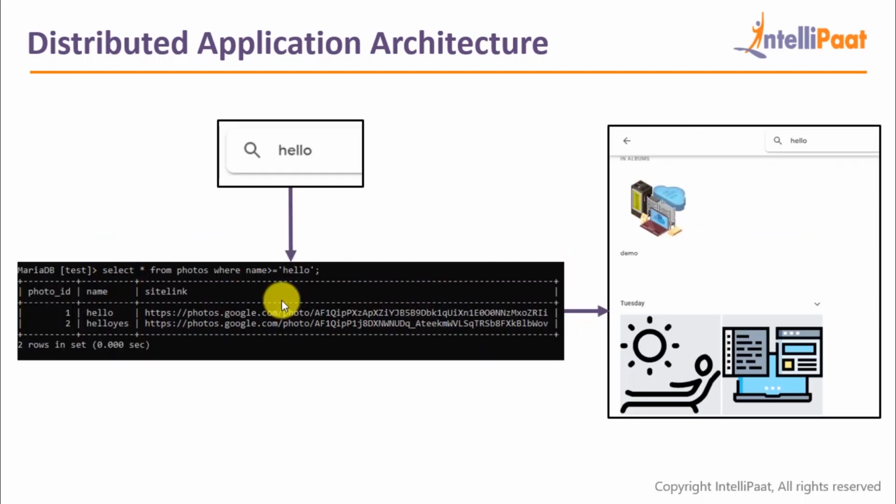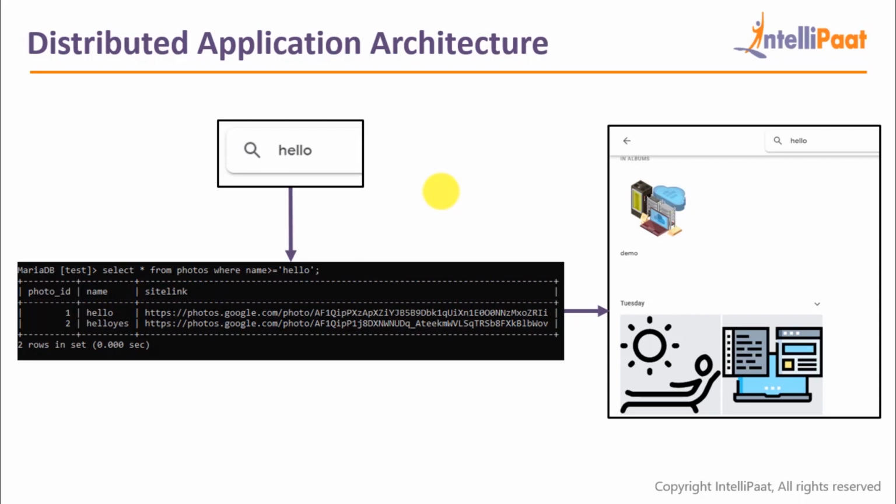So let us consider this, and let me explain how all these services work together. Whenever you search anything on the search bar, I have two images named hello and hello yes. So I'm searching hello over here. You can see there is photo ID over here, 1 and 2. So the names are hello and hello yes, and the site links are this. This is the site link for the first image, this is the site link for the second image, and the backend service retrieves this information and it will produce it over here. So this is how the front end, the backend, and the database services club together.